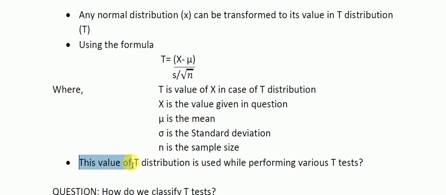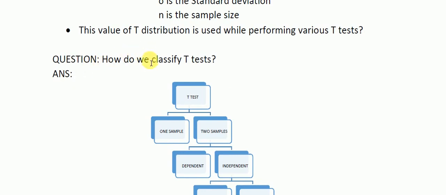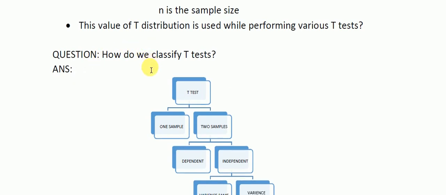This value of t-distribution is used while performing various t-tests. So basically, before we start performing a t-test, we have to convert the value of x into the value of t. So basically, we'll use this formula to convert the value of x into the value of t. So before we go on to solve some examples, let's see how do we classify t-tests.